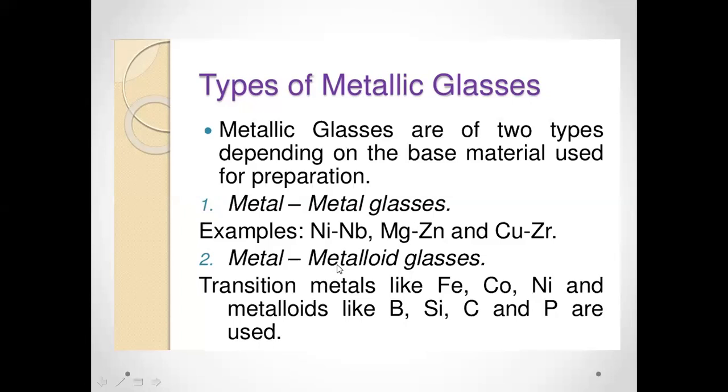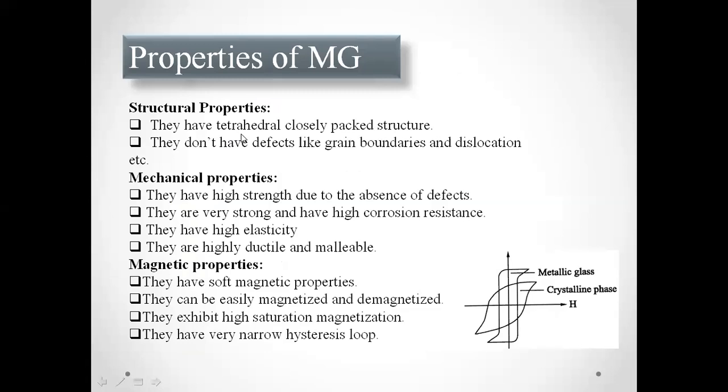Okay, the structural properties. Metallic glasses are different from metals, in which they have a tetragonally close packed structure. In metals, pure metals in general, they will have a hexagonal close packed structure. Here, metallic glasses have a tetragonal close packed structure. This will be an advantage, and as I said, the defects are low. The grain boundaries and dislocations we can minimize, or you can completely nullify the grain boundaries and dislocations if you prepare a very good metallic glass.